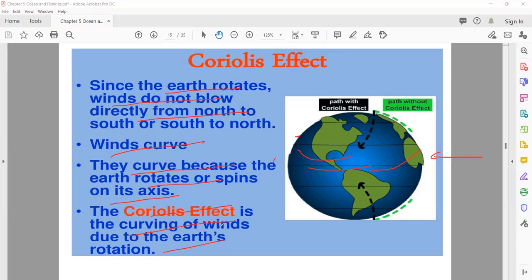If a question comes in the exam, what is the Coriolis effect? If you write even this part, you will get marks, inshallah. Clear? Yes.